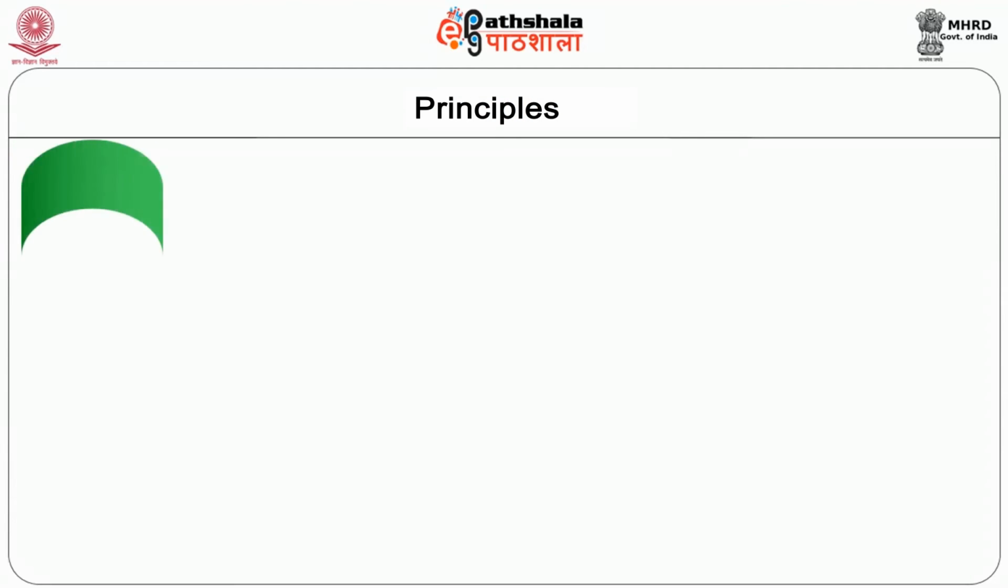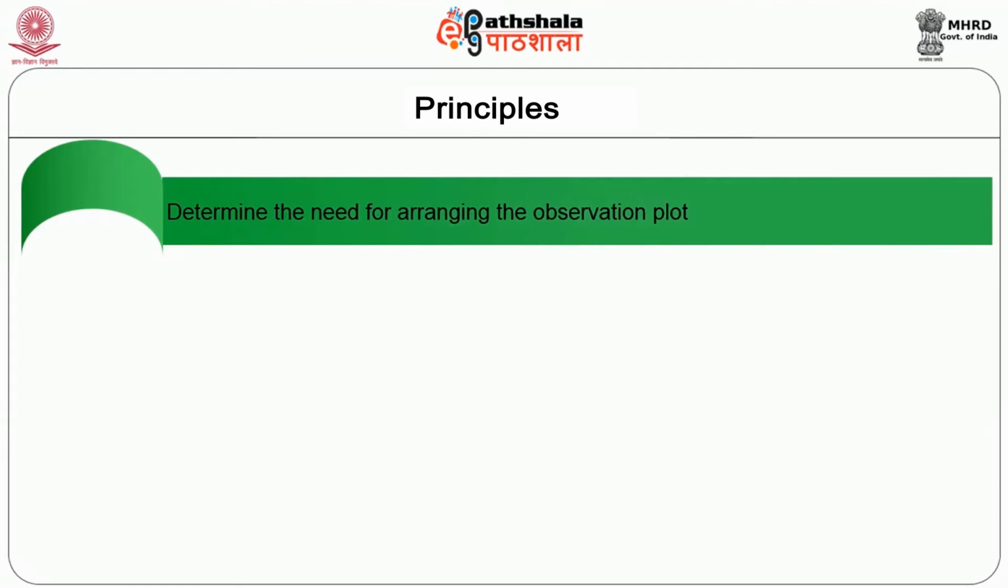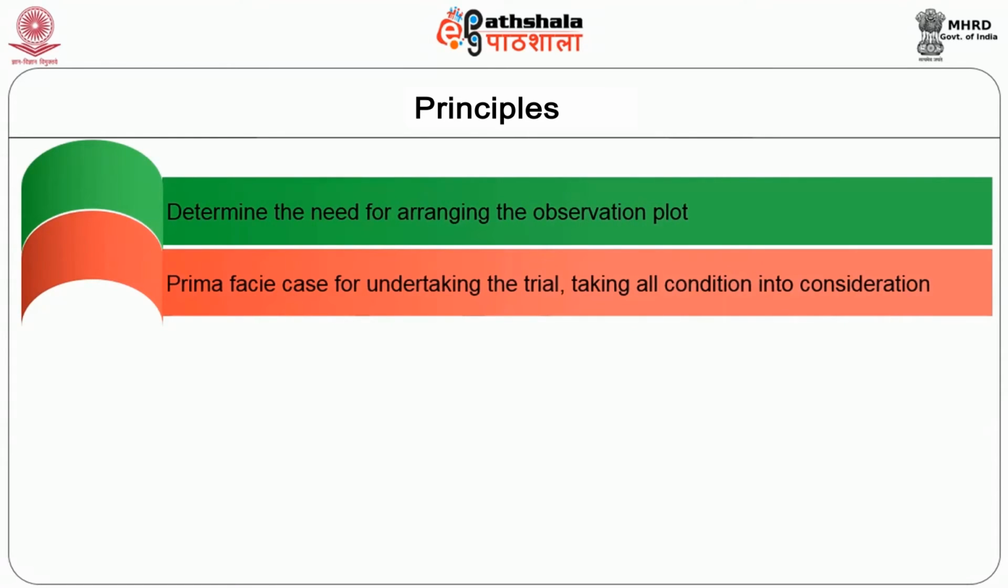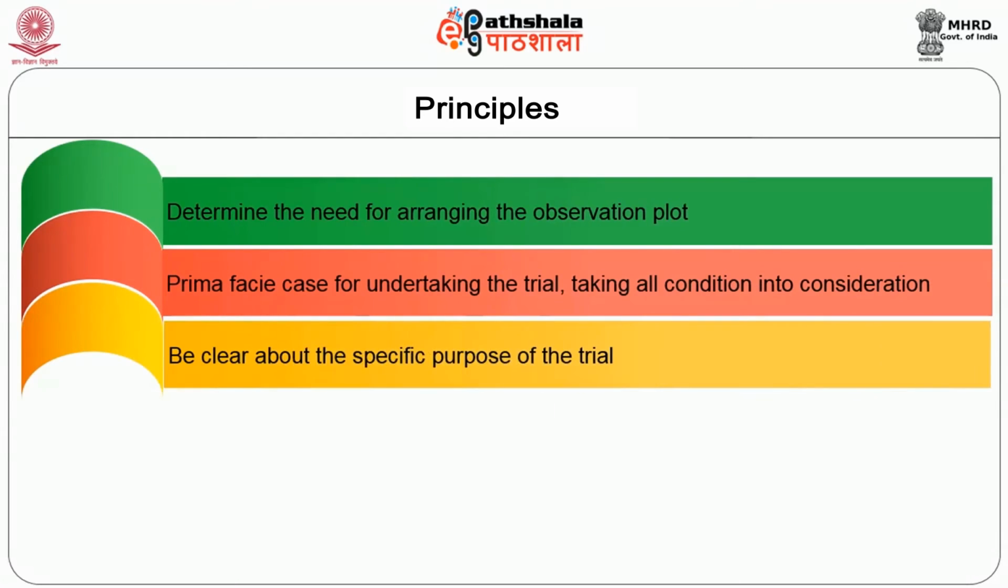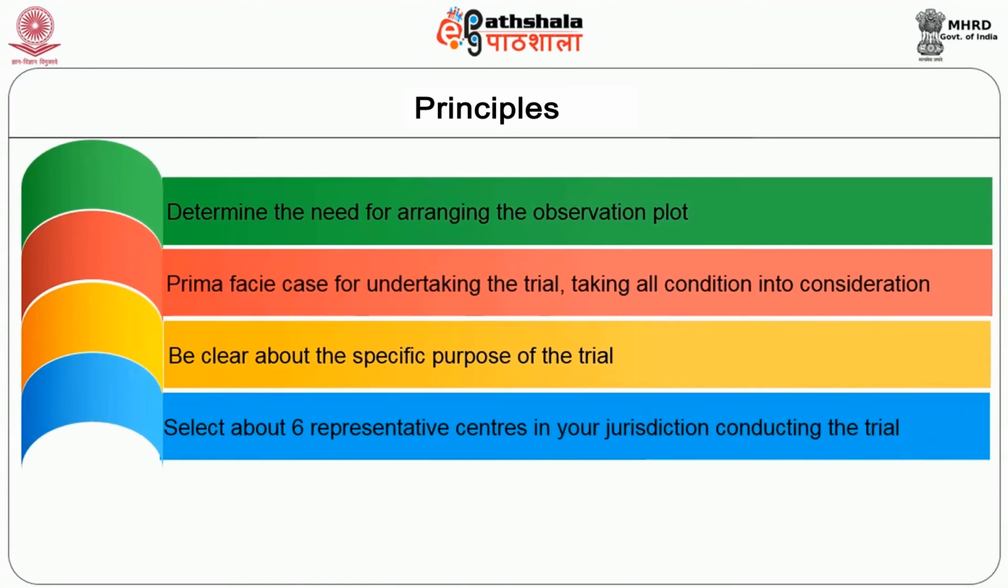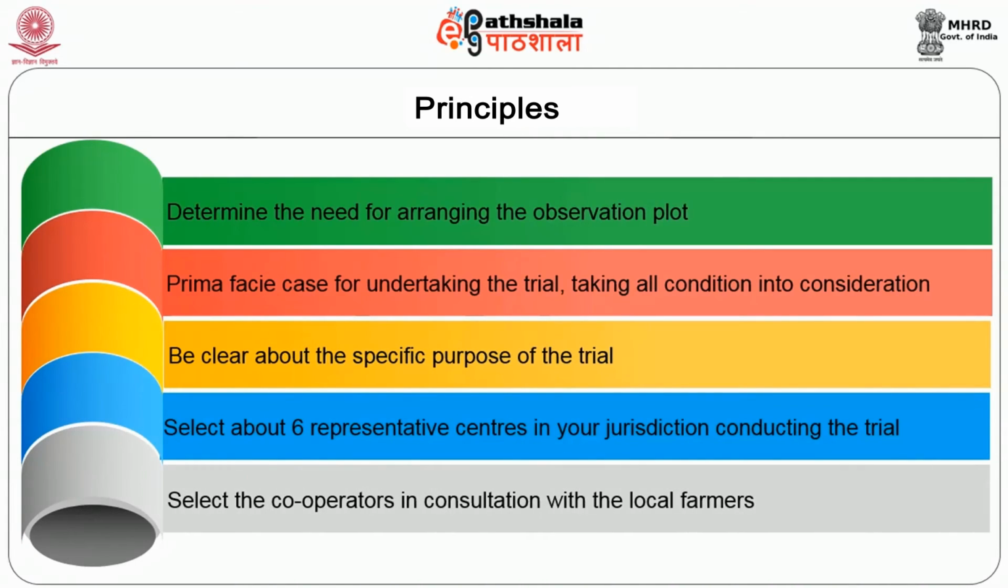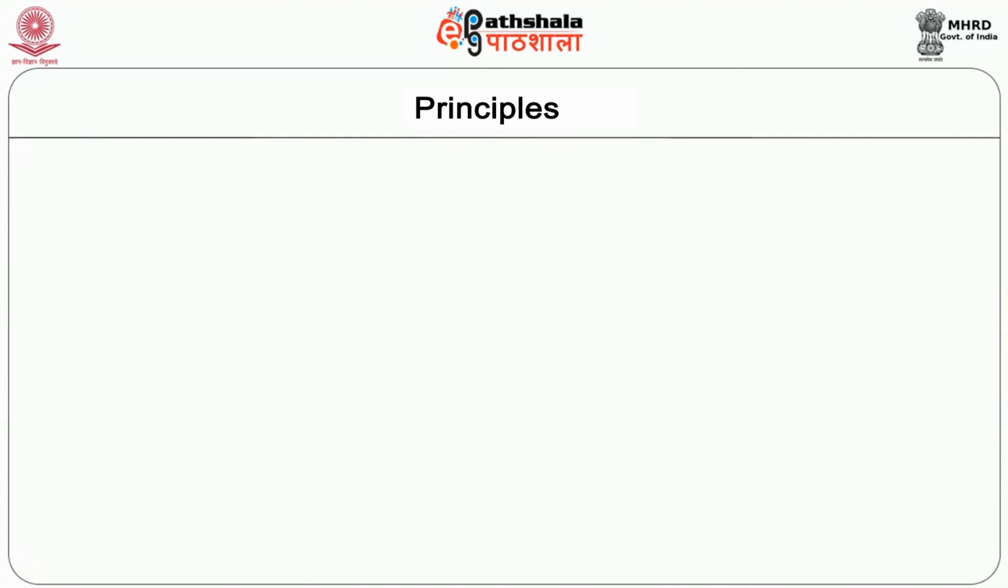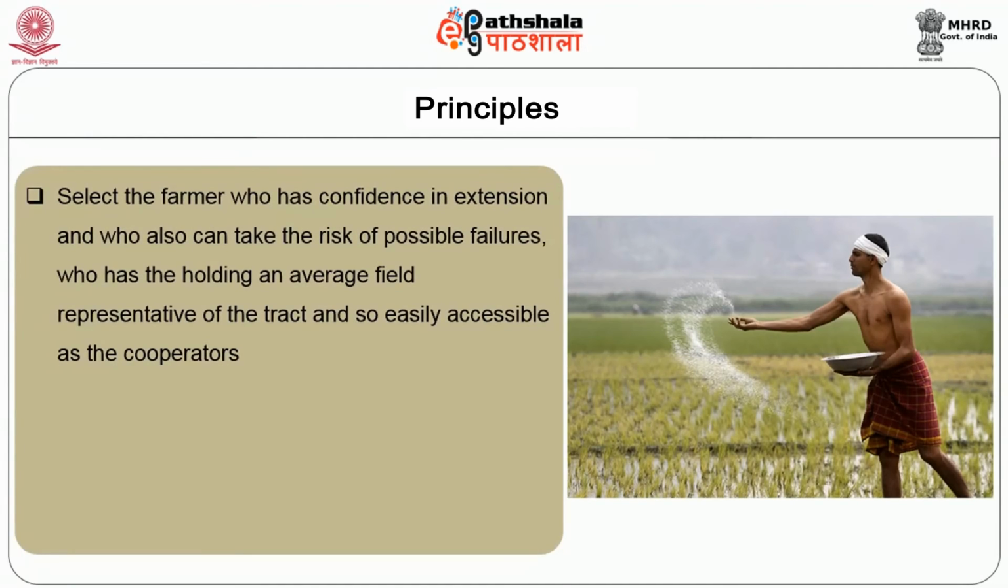Number 1 is: determine the need for arranging the observation plot. Prima facie case for undertaking the trial, taking all conditions into consideration. Be clear about the specific purpose of the trial. Select about 6 representative centers in your jurisdiction for conducting the trial. Select the cooperators in consultation with the local farmers. Select a farmer who has confidence in extension work and who also can take the risk of possible failures, who has holdings and an average field representative of the tract and so is easily accessible as the cooperator.